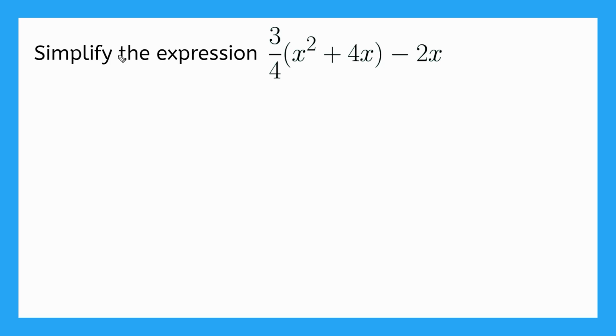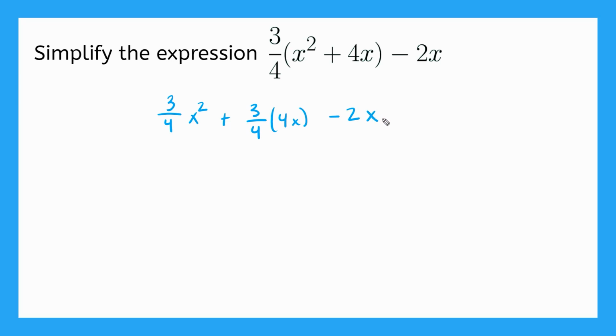So let's jump right in with an example. It says simplify the expression 3/4 all times x squared plus 4x, minus 2x. If we want to simplify it, the first thing we should do is apply the distributive property. So we have a fraction here. This is our rational coefficient, right? Because it's a number and it's being multiplied by some variables in here. So we can just distribute it across and that'll give us 3/4 times x squared plus 3/4 times 4x, and then we still have our minus 2x.